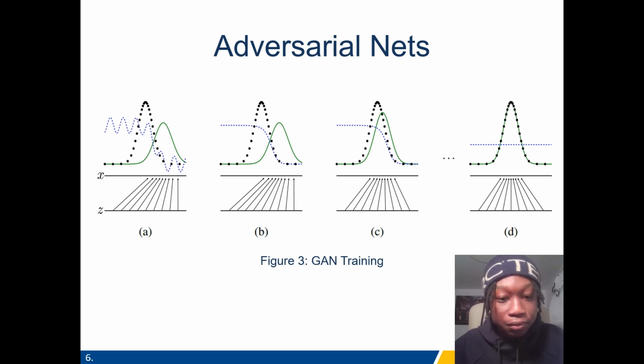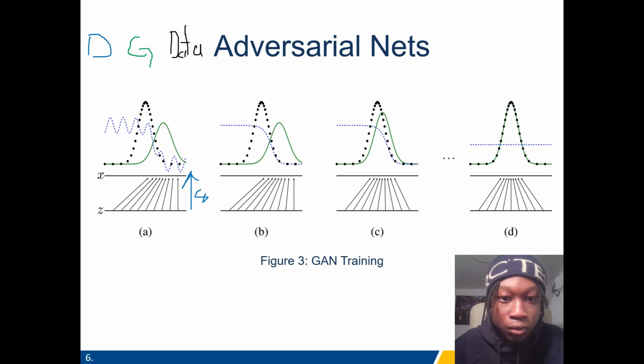So we have the Z space, which is projecting onto X. If you look at the first diagram here, we have the Z space projecting onto X, where the mapping from Z to X is G, which is the generator. We see the data samples being projected onto random points here. The blue dots are the discriminator, the green line is the generator, and the black dots are the data.